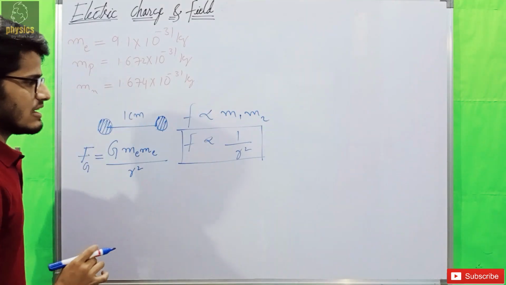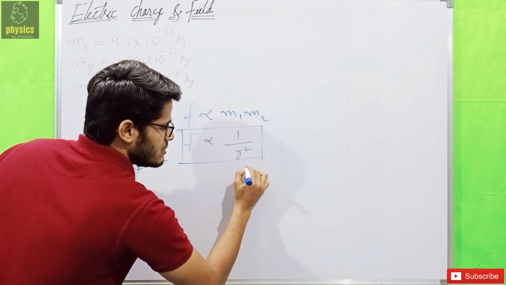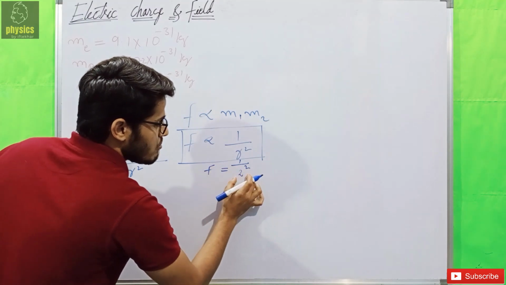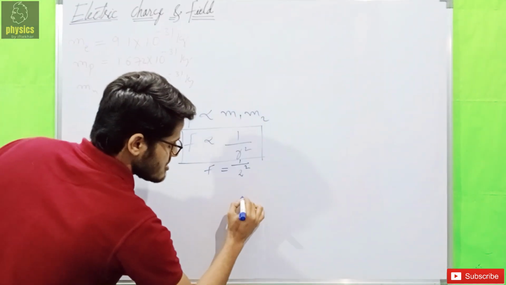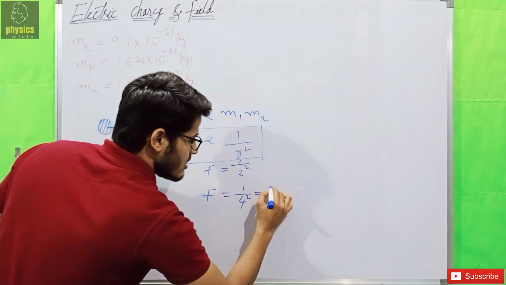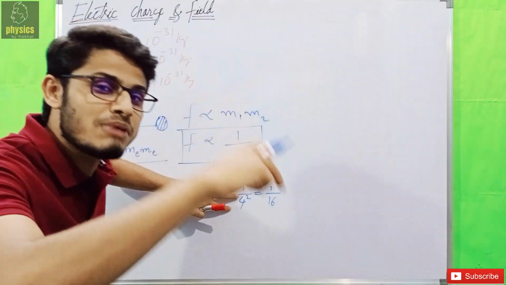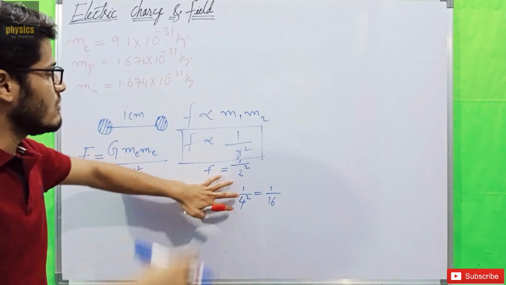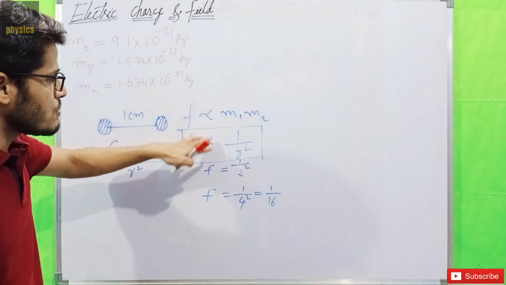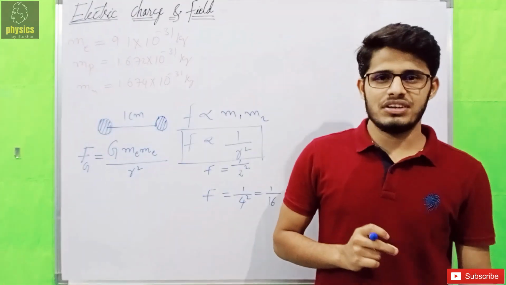What this equation is telling us is, if you increase the distance by 2 times, the force will decrease by 4 times. If you increase the distance by 4, the force will decrease by 16. So this is the pattern we have seen from the experiment, and after the experiment we came up with this expression. And to remove the proportionality, we have taken a constant called the universal gravitational constant.